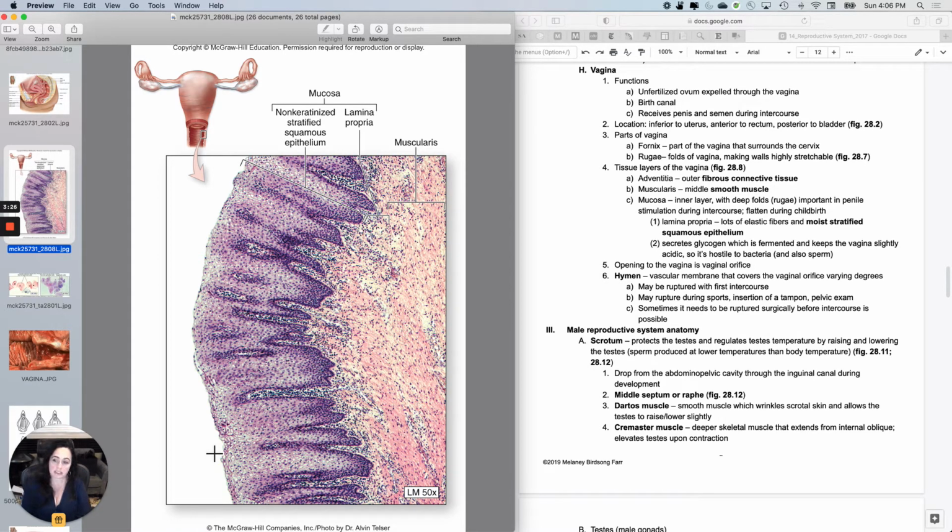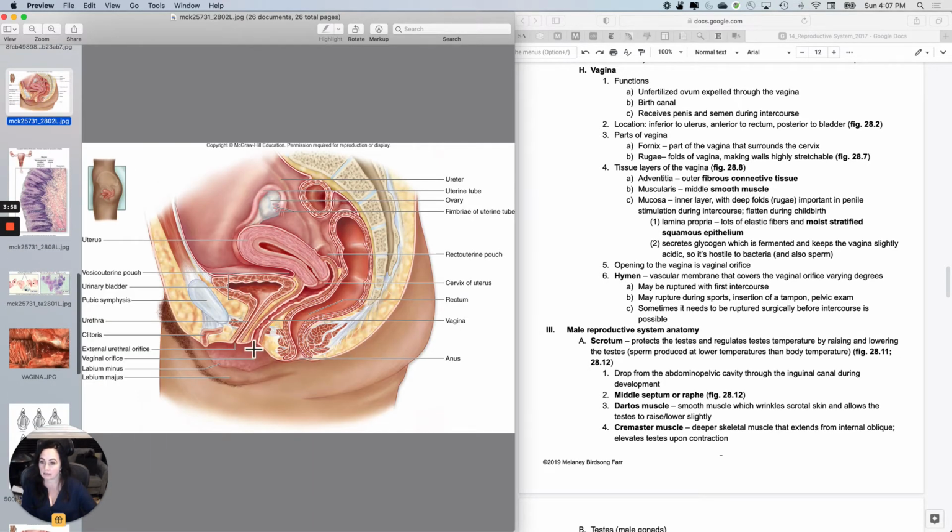And this tissue that is lining the lumen of the vagina is moist stratified squamous epithelium. It actually has special secretory capacity. It secretes glycogen, which is a sugar compound, and glycogen, when it hits the vaginal lumen, is fermented to keep the vagina slightly acidic. And the acidity of the vagina is good because it's hostile to most pathogens. In addition, it can be hostile to some sperm and semen, especially if two mammals are closely related. A lot of times there's a negative response to the two of them. And the opening is, as I mentioned, called the vaginal orifice.